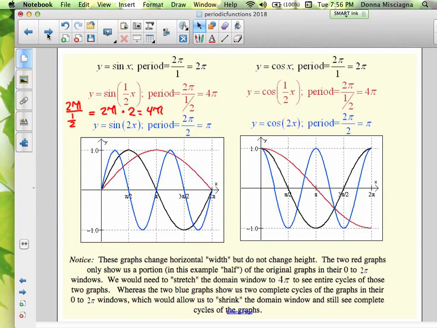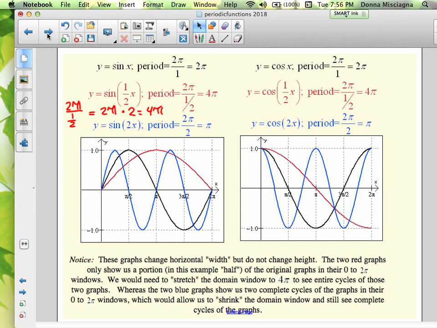So in 2 pi, the red graph has gone through half a cycle. The black graph has gone through 1 cycle. And the blue graph, he's a busybody, went through 2 cycles already. So for y equals sine 2x, the period would be 2 pi divided by 2, which is pi.